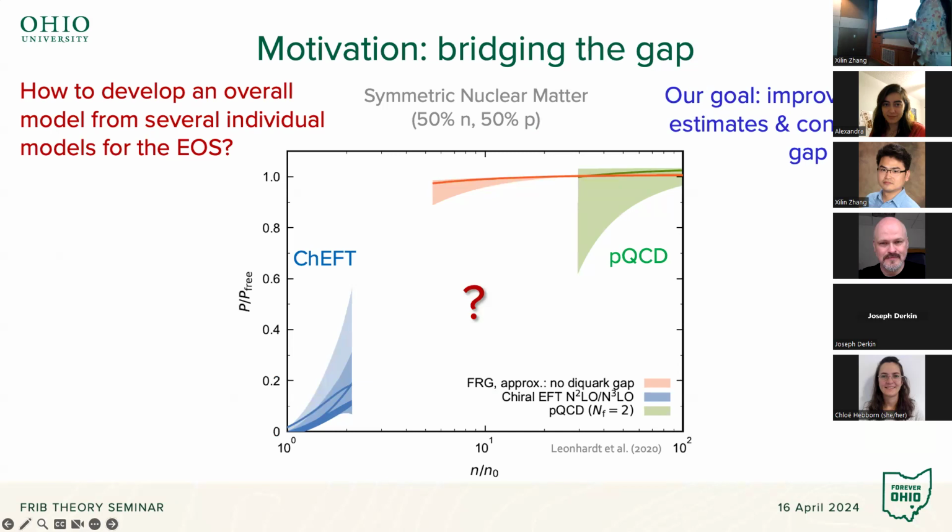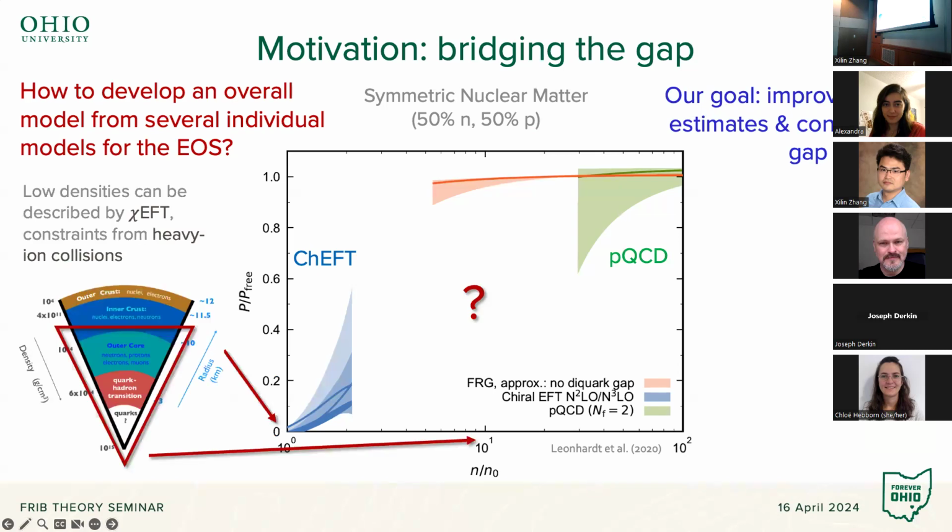So as you can see in this diagram, this is the pressure scaled by the free pressure and the density scaled by the saturation density on the x-axis. And we all know very well now, because of the BUQEYE collaboration and other people before them, how chiral EFT works very well at low densities. This is where neutron stars in this kind of density range are, and chiral EFT can cover up to about twice nuclear saturation density. So this is very well understood.